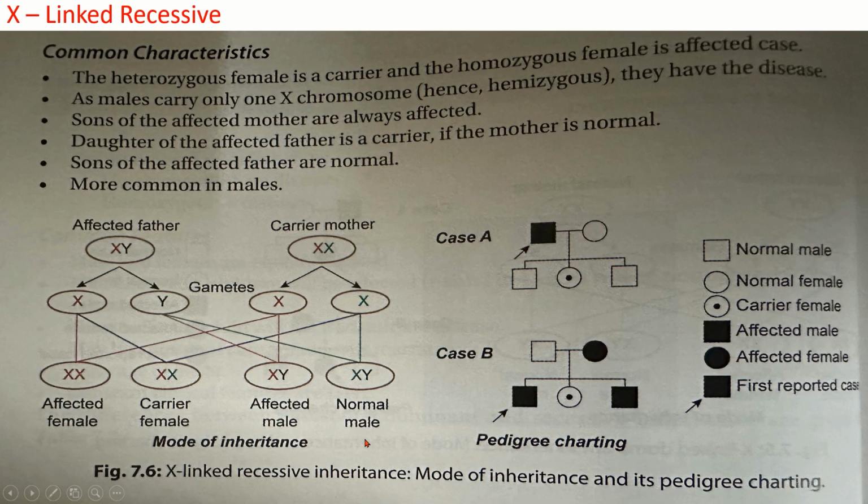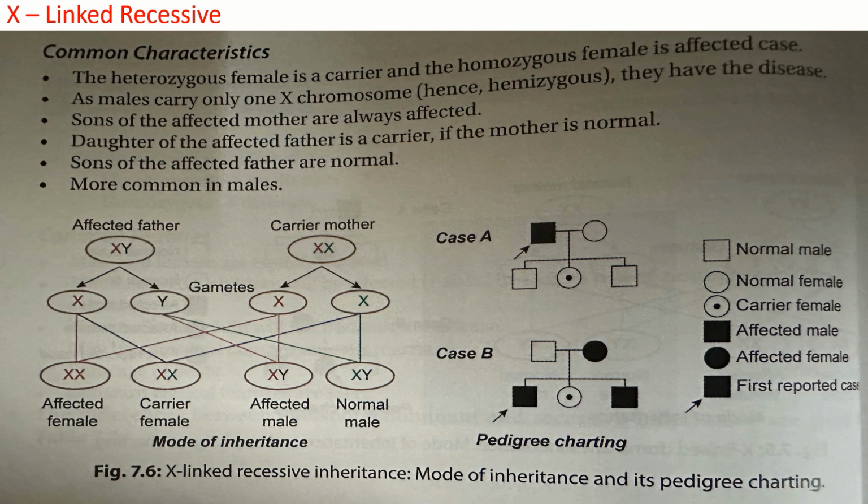Then X-linked recessive disorders, you can see here. In expression, a homozygous female is an affected case. A heterozygous female will always be a carrier, you can see here. So these are the heterozygous female carriers. A hemizygous male, because the male has only one X chromosome, so they will be affected.